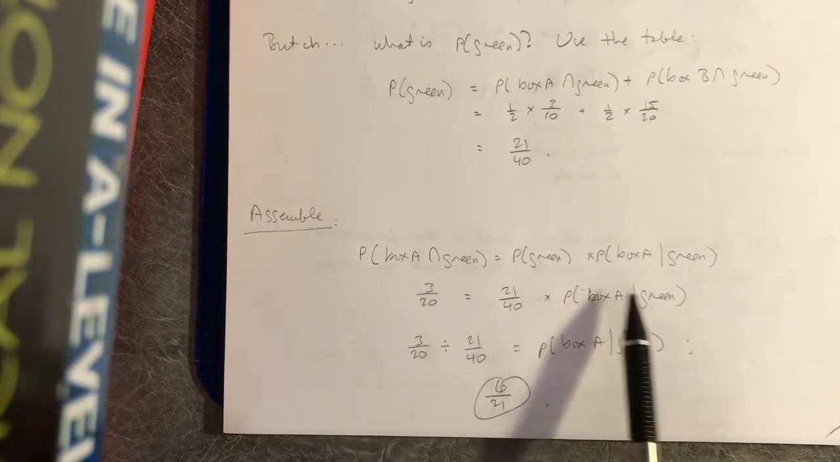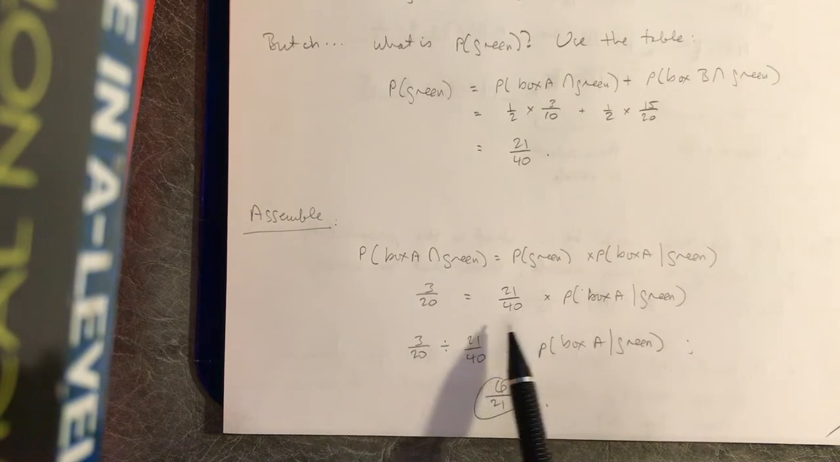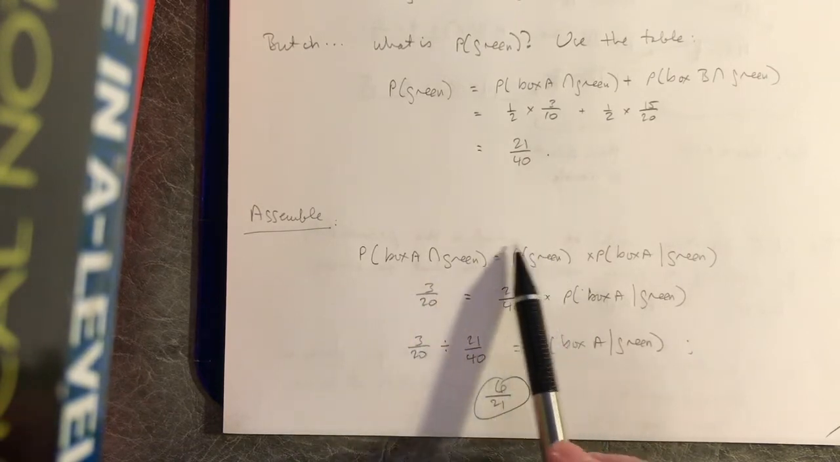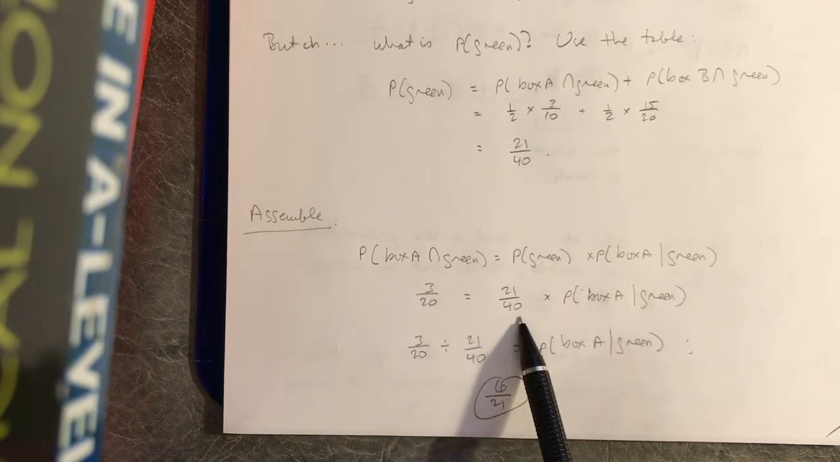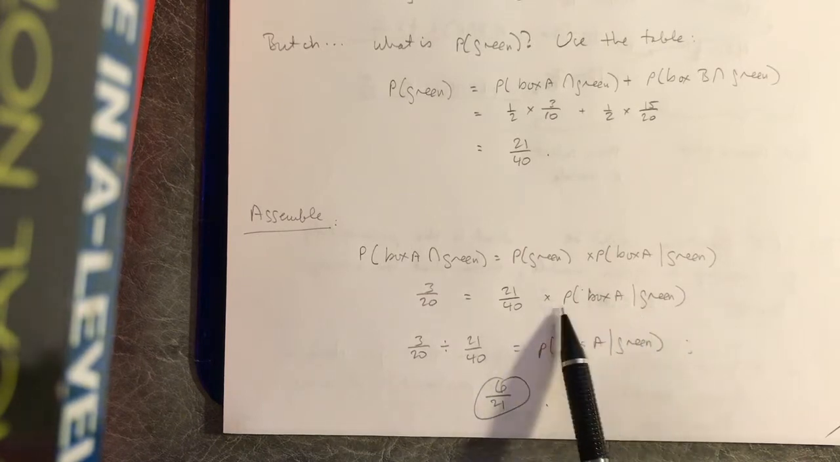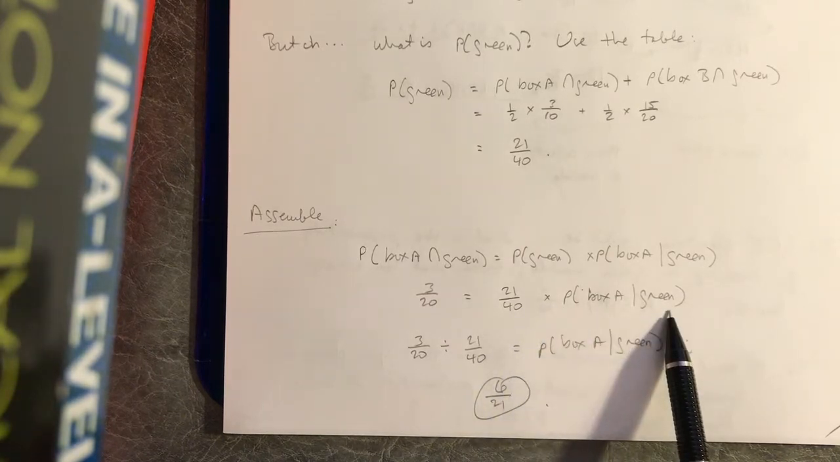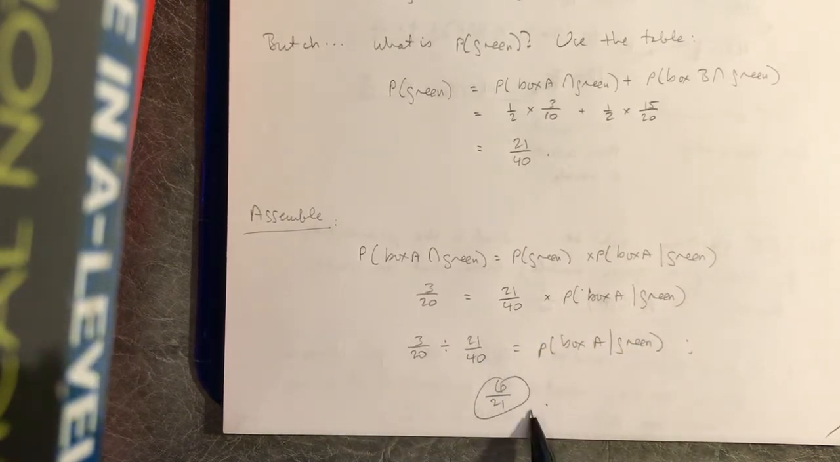Okay, so A and green, that's our 3/20ths. The probability of green is 21 out of 40ths times the conditional probability that we want. Do the fraction division, and we cough up 6/21. 6 out of 21. Those are your chances. And there you go.